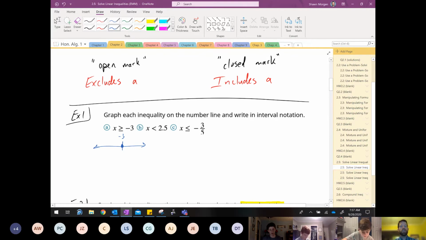And then Mossy, should I shade to the right or to the left? Valentino, I couldn't hear you. Type your answer in if you want to.